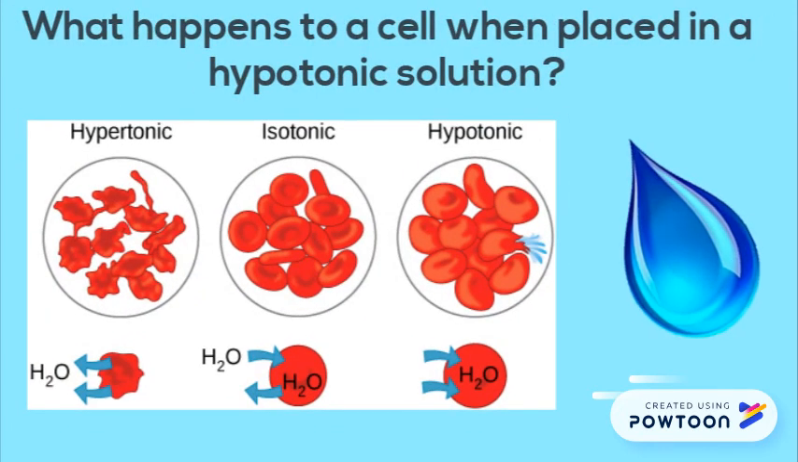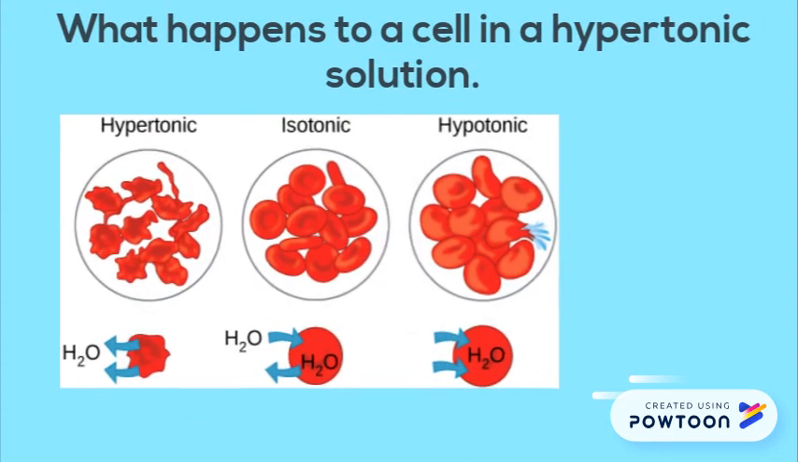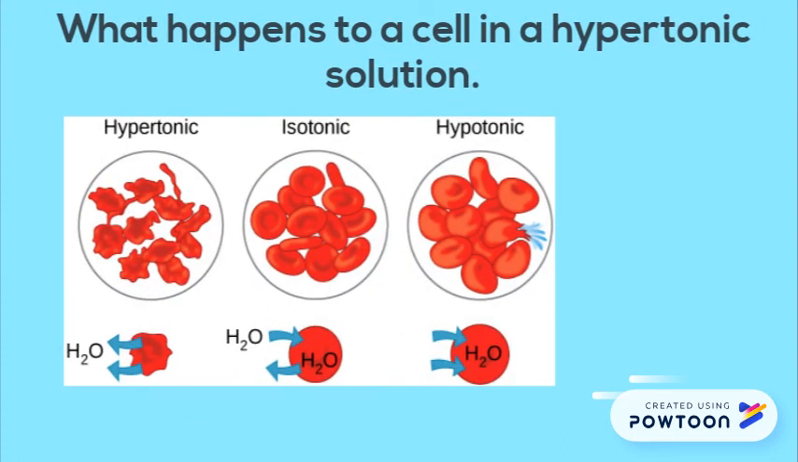It absorbs everything on the outside because of osmosis, until it can't take any more and it explodes. What happens to a cell when placed in a hypertonic solution? It releases almost all the liquids inside the cell to make the outside substance equal until it shrivels up and dies.